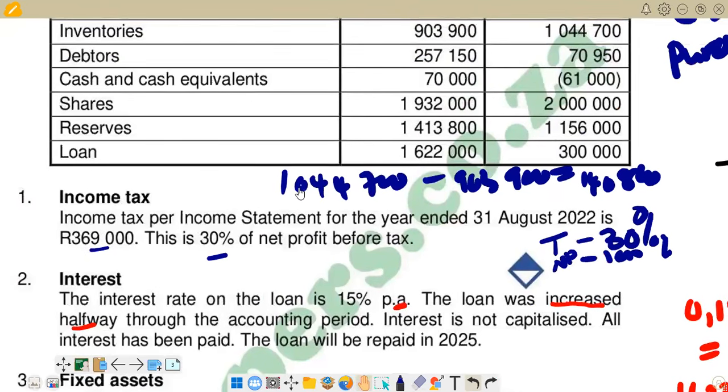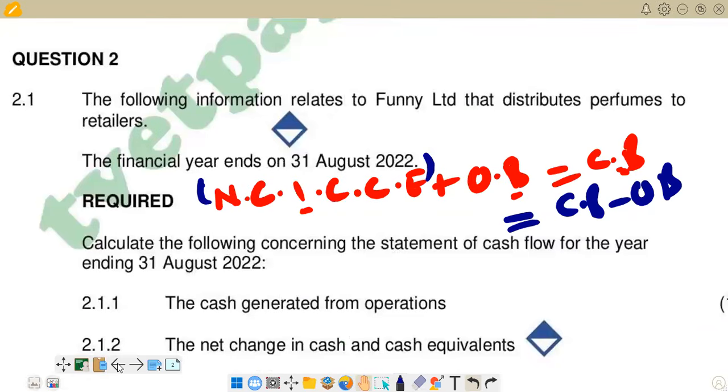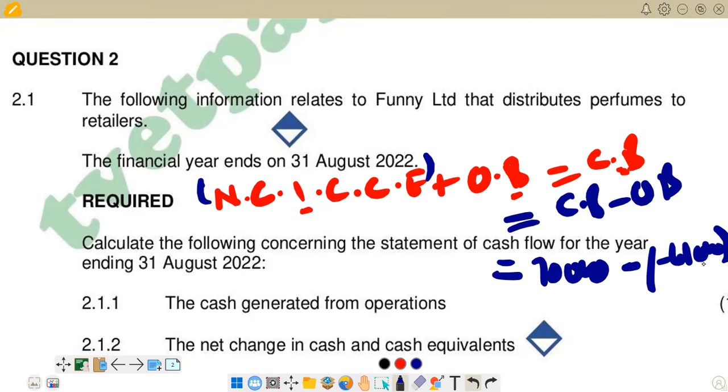At the beginning and end, you see that we are given the figures for cash and cash equivalents. At the beginning, we have negative 61,000. And then at the end, we've got 70,000. So what we are going to say is that it is equal to closing balance, which is given as 70,000. Then we subtract opening balance, negative 61,000. You see now, that's what we have.